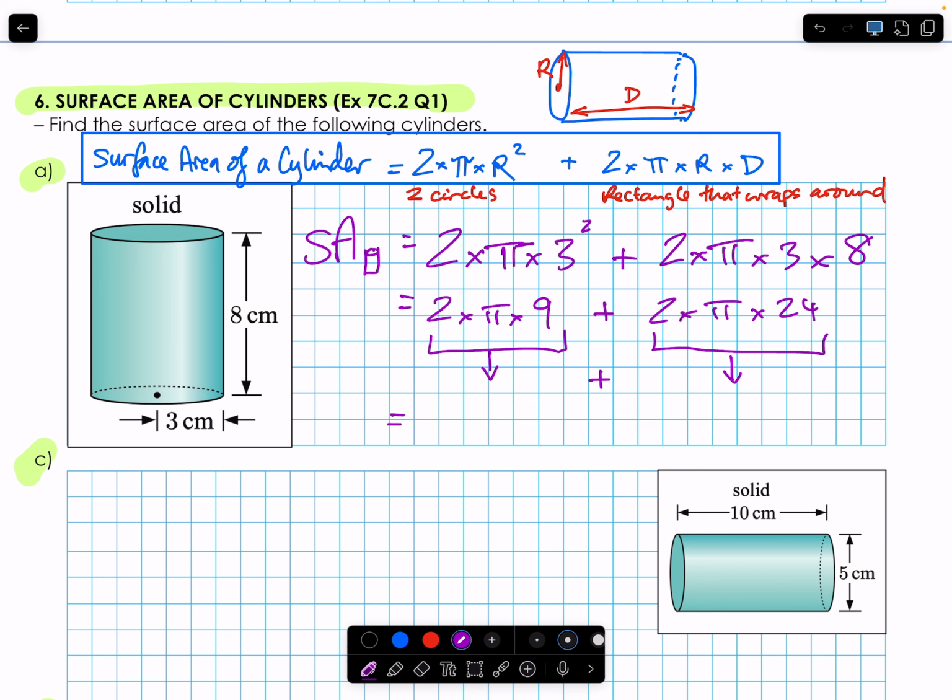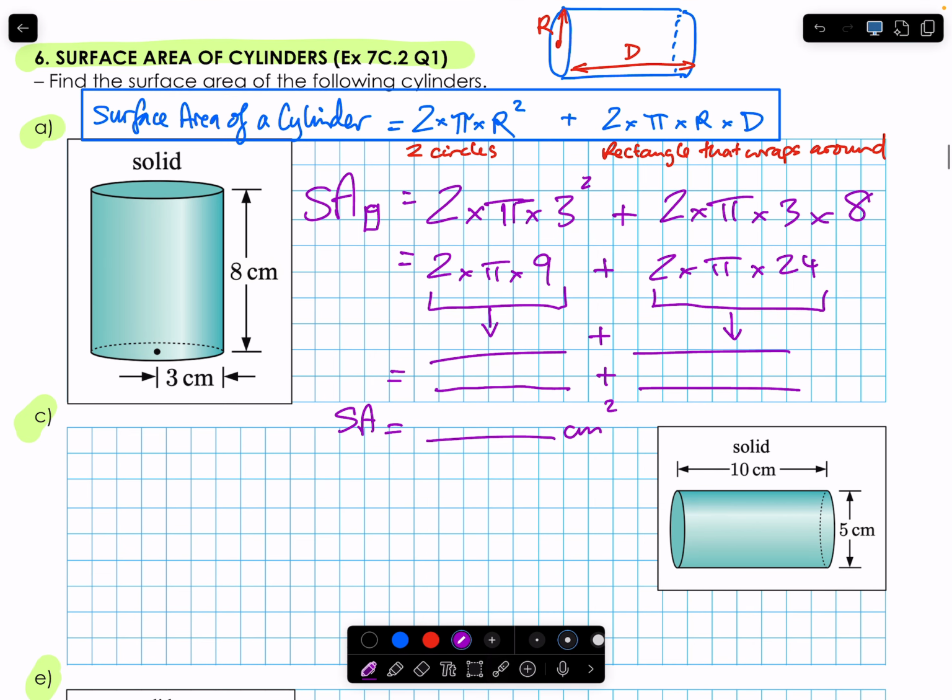You need to work out 2 things in your calculator. Add those together, and then you can find the total surface area of that cylinder. That'll be one answer, and it's going to be in square centimeters.